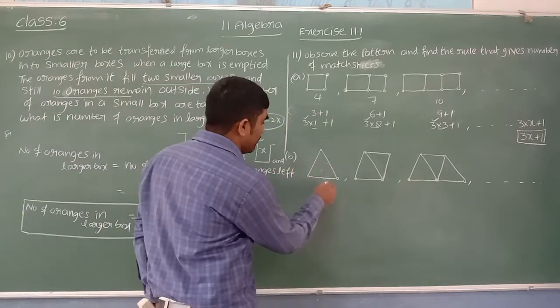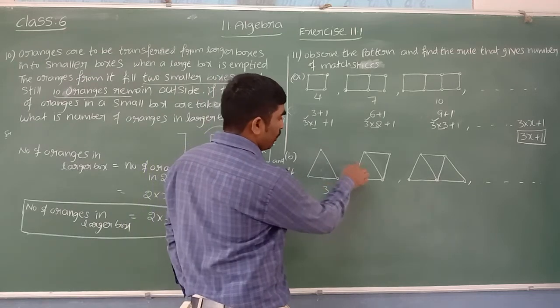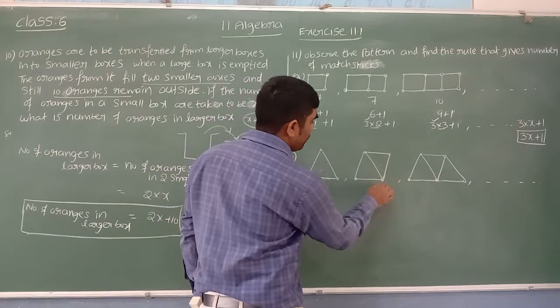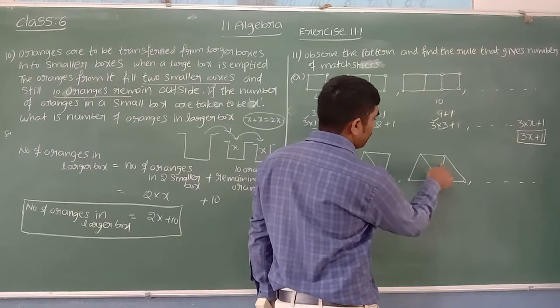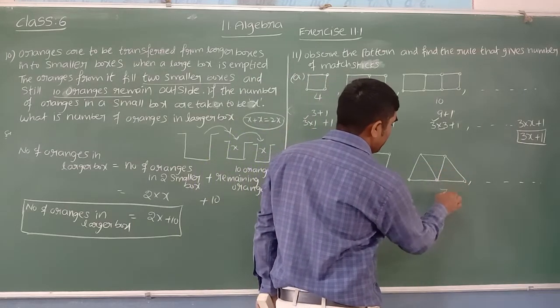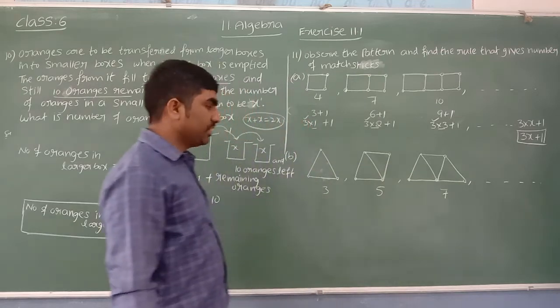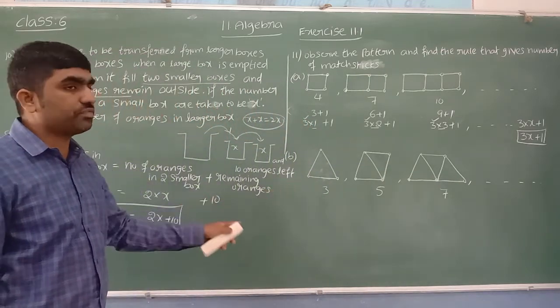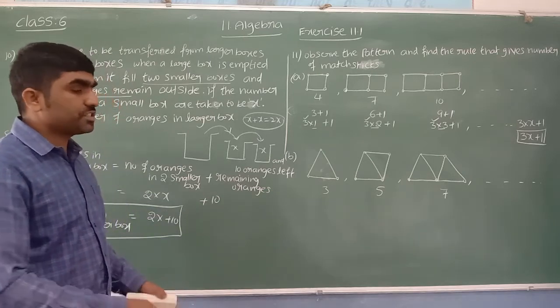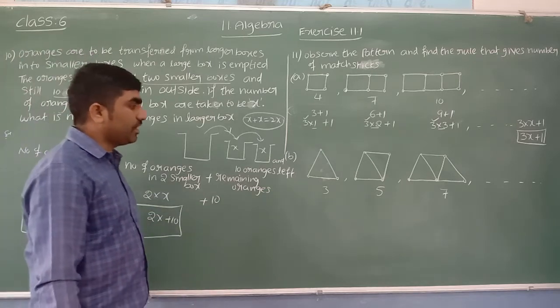1, 2, 3. Here we need 3 matchsticks. 1, 2, 3, 4, 5. Here we need 5 matchsticks. 1, 2, 3, 4, 5, 6, 7. Here we need 7 matchsticks. Now you can verify, are they multiples of 2? No. Multiples of 3? No. How can you do an adjustment to make them multiples of 2 or 3?